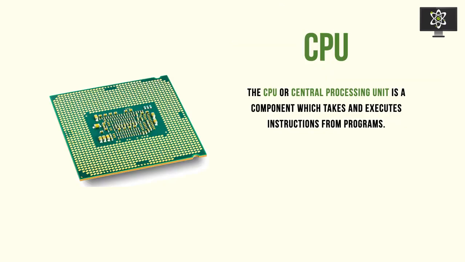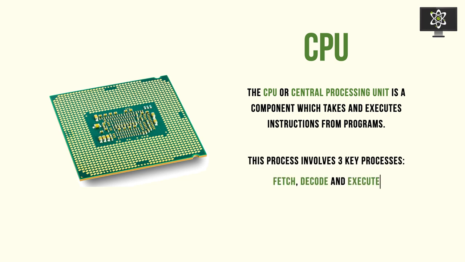So firstly, we have the CPU, or the Central Processing Unit. It's the hardware that is responsible for taking, interpreting, and executing instructions from your program. So it executes code. Okay, and the process in which it does its job is fetching, decoding, and executing.